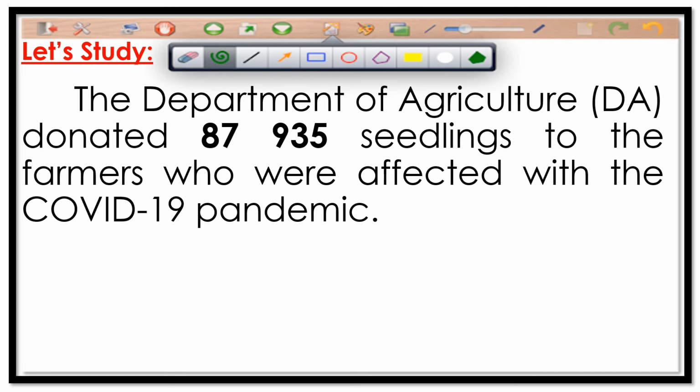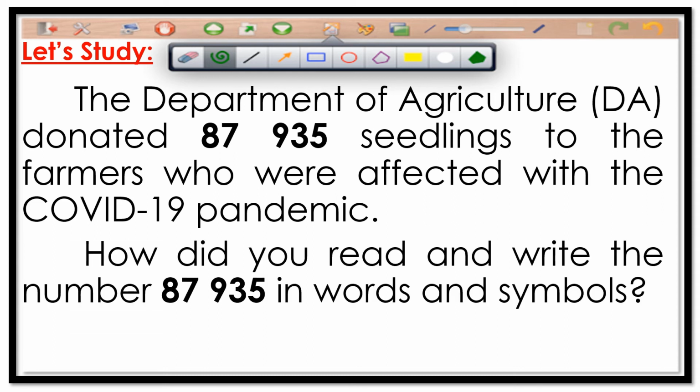Okay, let us study now the problem for our lesson. The Department of Agriculture or DA donated 87,935 seedlings to the farmers who were affected by the COVID-19 pandemic. How do you read and write the number 87,935 in words and in symbols? So, alamin daw natin, paano daw natin babasahin at isusulat ang number na 87,935 in words at saka symbols.